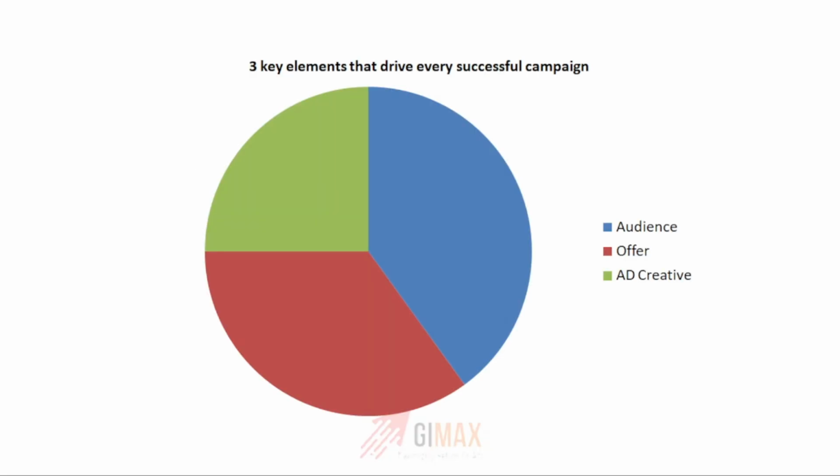Right? Now, there are three key elements that drive every successful campaign. We have the audience, the offer, and the ad creative. These three elements make up a powerful ad campaign. Right? These three work together and they are all the recipe. One cannot be left out. Now, the first one, which I told you now, is audience, which makes up 40% of this pie chart, right? 40%.